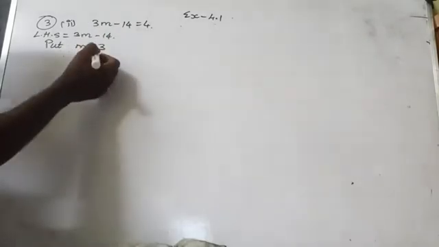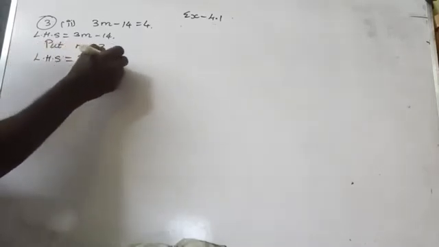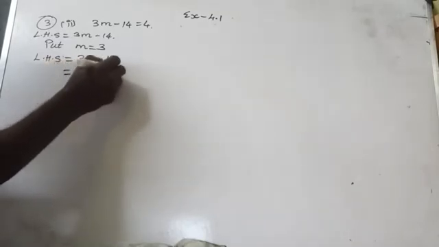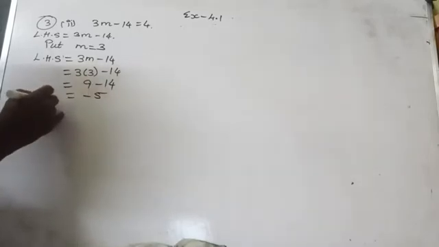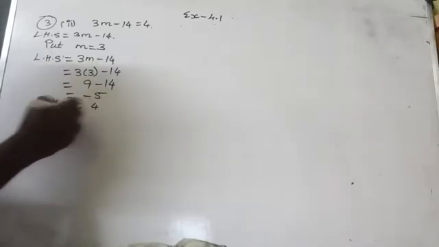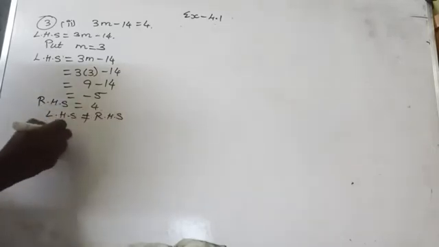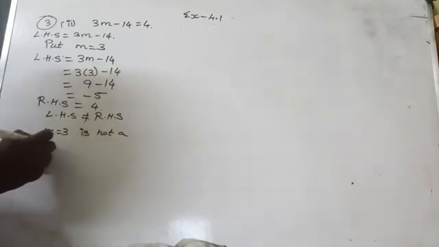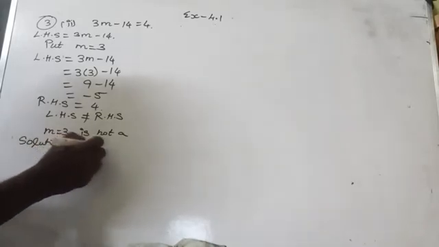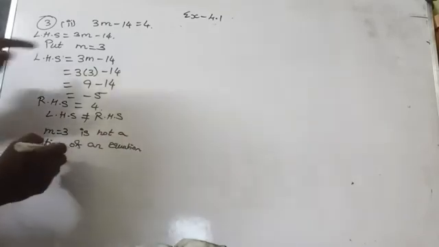Here I am going to try m equal to 3. The left hand side is 3m minus 14, that is 3 times 3 minus 14. 3 3s are 9, minus 14 is equal to minus 5. But the right hand side is given as 4. So the left hand side is not equal to the right hand side. Therefore, m equal to 3 is not a solution of the equation.